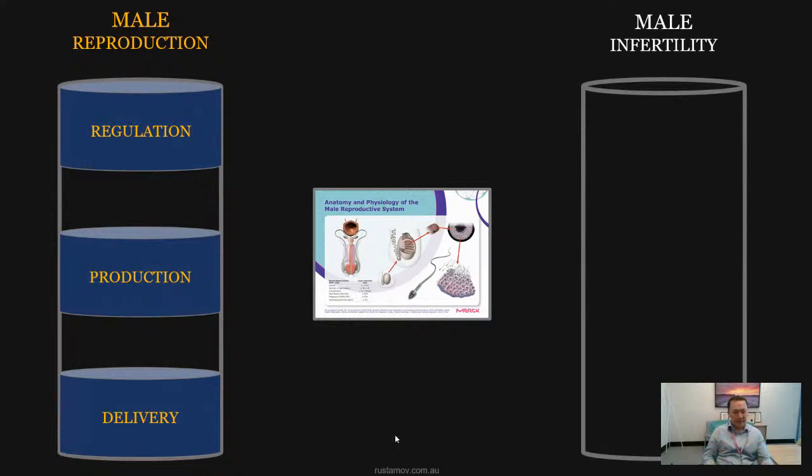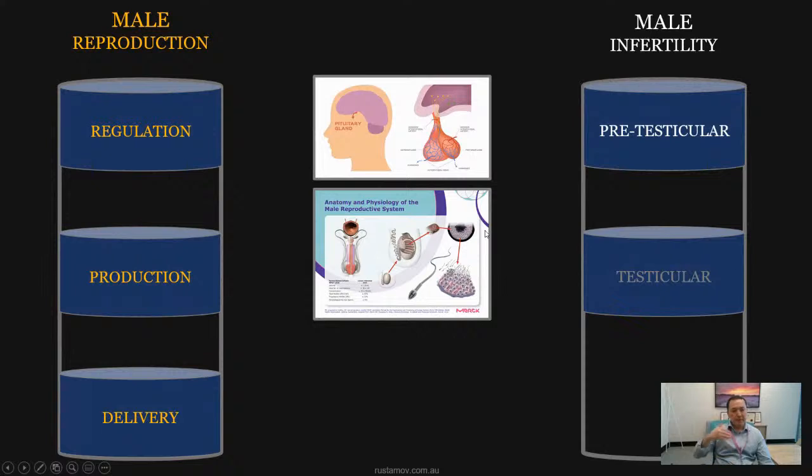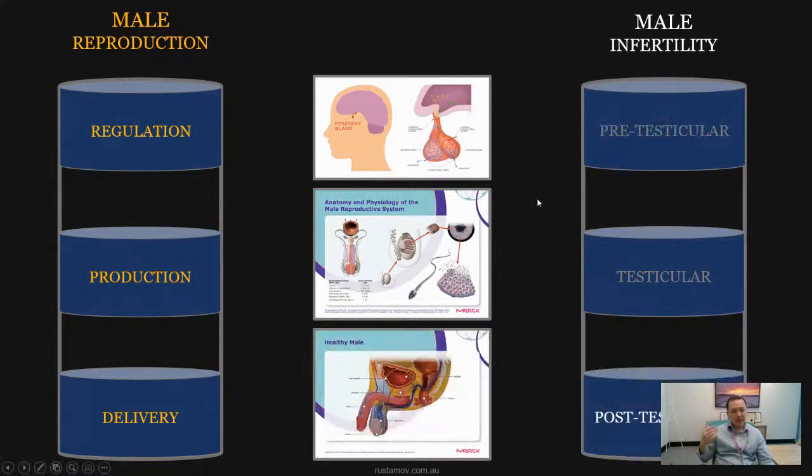If disruption is happening at the level of the testis, we call it testicular. If disruption happens in the process before the testis, which means it's linked to the hormones which should stimulate the testis at the level of the pituitary, we call it pre-testicular. If disruption is linked to the level after the production of the sperm, linked to the delivery of the sperm during intercourse, then we call it post-testicular.